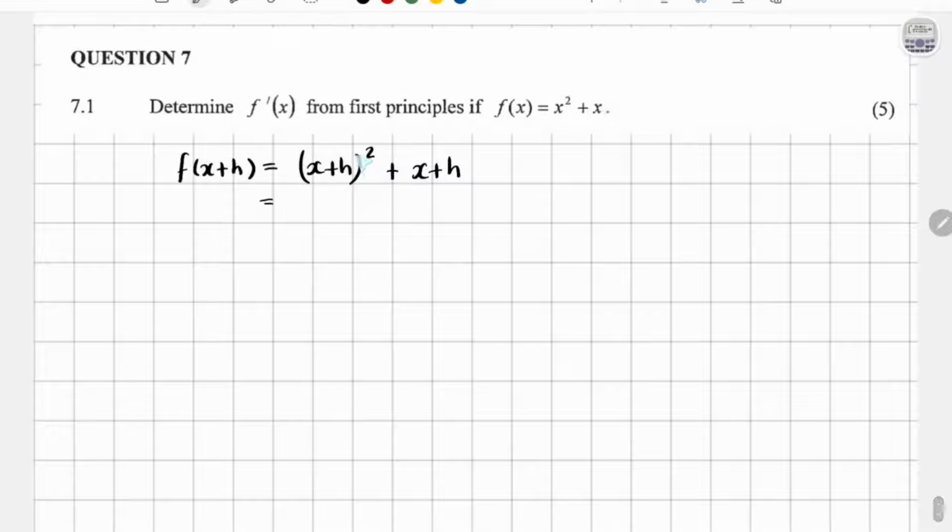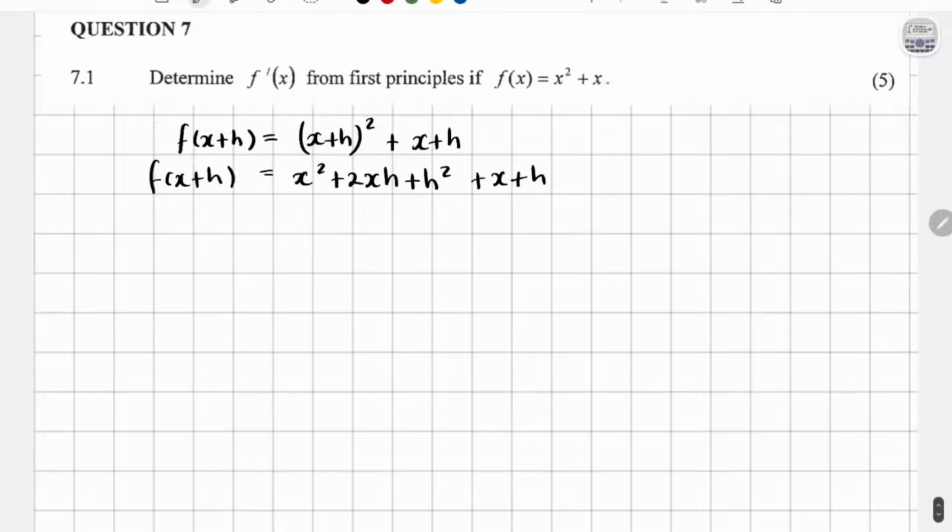If we're foiling this one out, you can create 2 brackets, but that does take long. So you can deal with this the quicker method, which is really just to take the x and square that, and that gives us x squared. Then we multiply the x and the h, which gives you xh. Then you times that by 2, which gives you positive 2xh. And then lastly, that h, you're going to square that, which will give you a positive h squared. Then plus x plus h. So that's the f of x plus h.